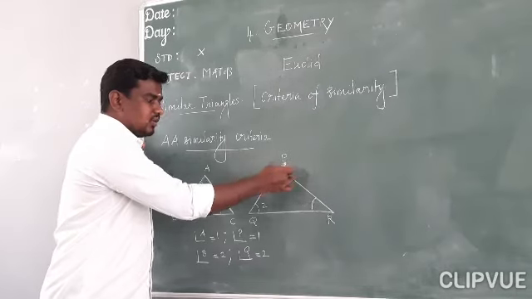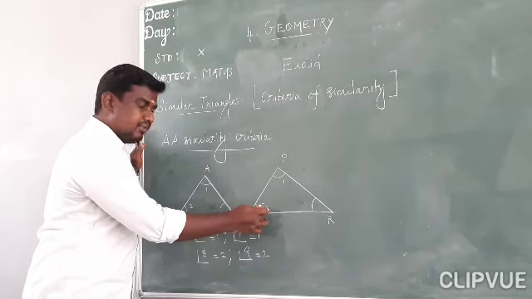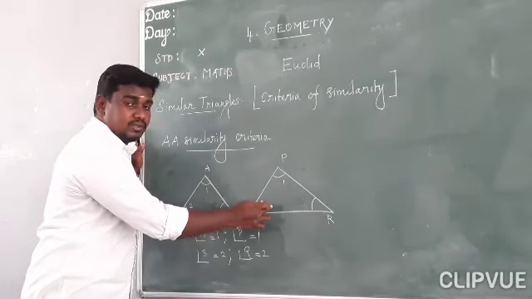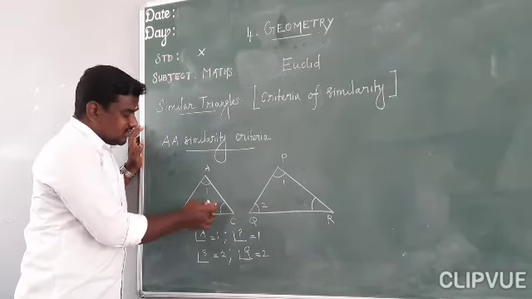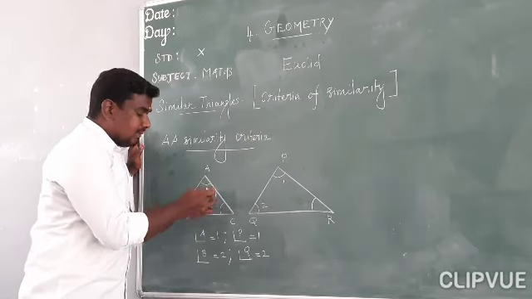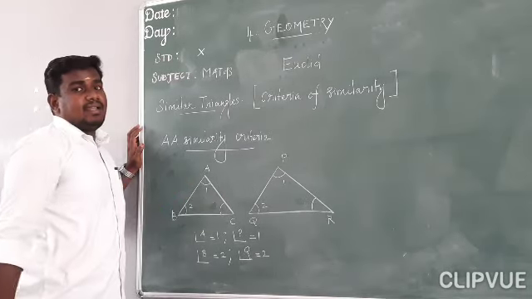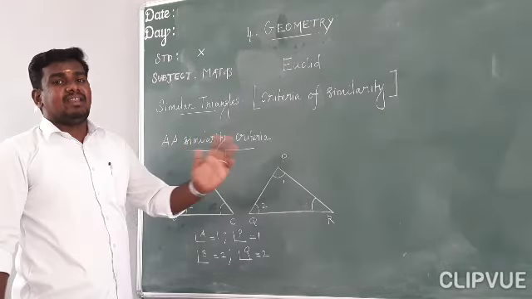Okay, so P equal to 40, Q is also 50. So 40 plus 50 equal to 90. So it should be 90. So here also 40 plus 50, 90. The remaining one, that should be 90. How do we calculate? 180 minus that.